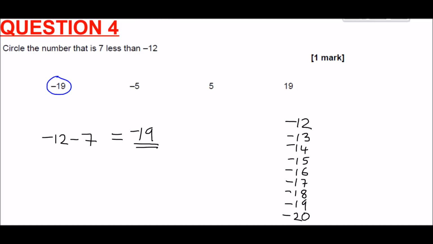So because we're going 7 less, it means we're going down. So starting at minus 12, 7 less means 1 down, 2 down, 3, 4, 5, 6, 7. And the number we'd land on would be minus 19. And so that's just a different way we can picture it, but the answer to question 4 would be minus 19. And so that's the one we have to be circling.